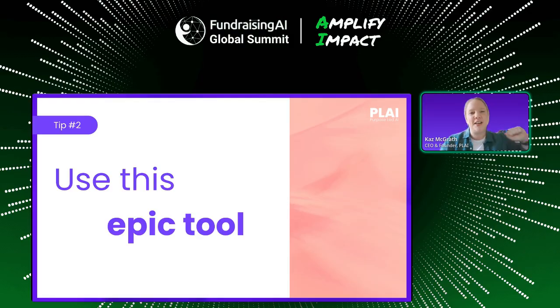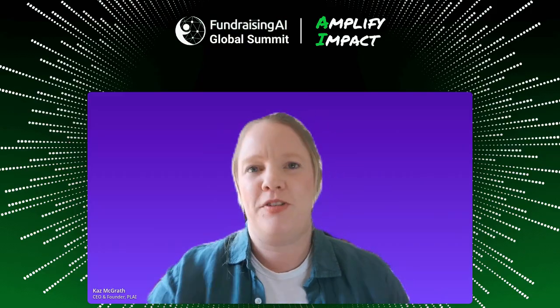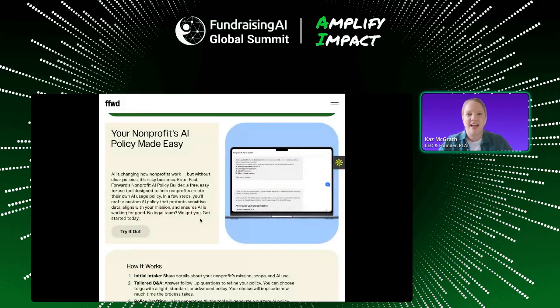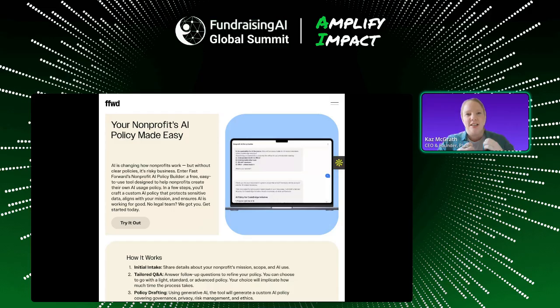Secondly, use this epic tool. Now, I'm about to do something that a lot of consultants or agencies don't do in the middle of a massive global summit. But I love collaboration, and I love that people have built incredible tools in the sector. There is a team called Fast Forward that have built an AI policy made easy. Now, we have our own internal version of this, but they have done it in such a cool way on a chatbot that allows you to go through it.